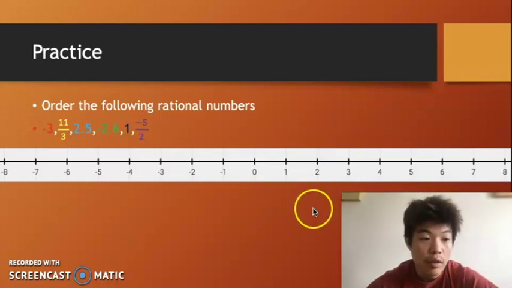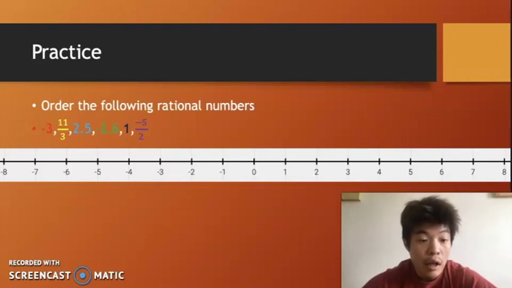All right, so first we have -3, which is already in decimal form, so we can just place that on the number line. So we have -3 right here.